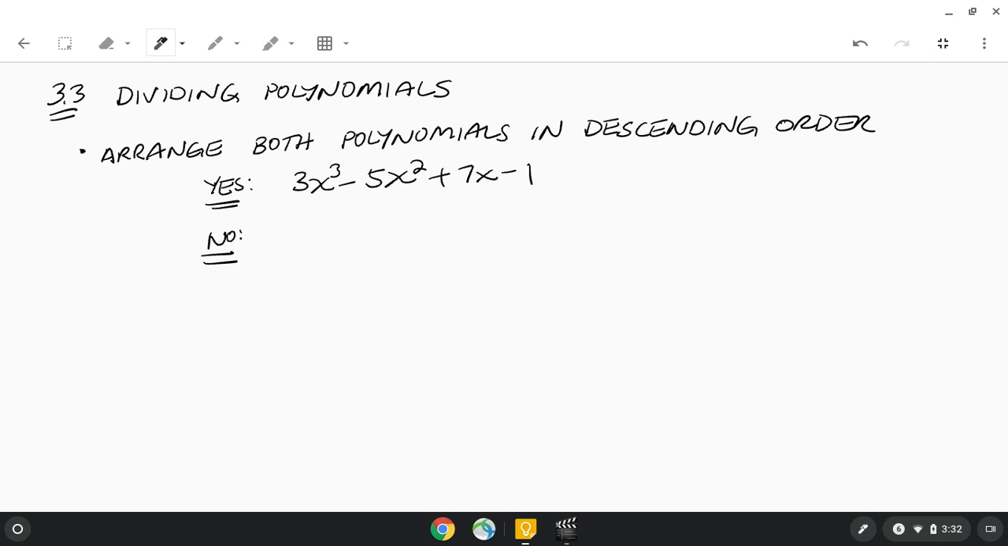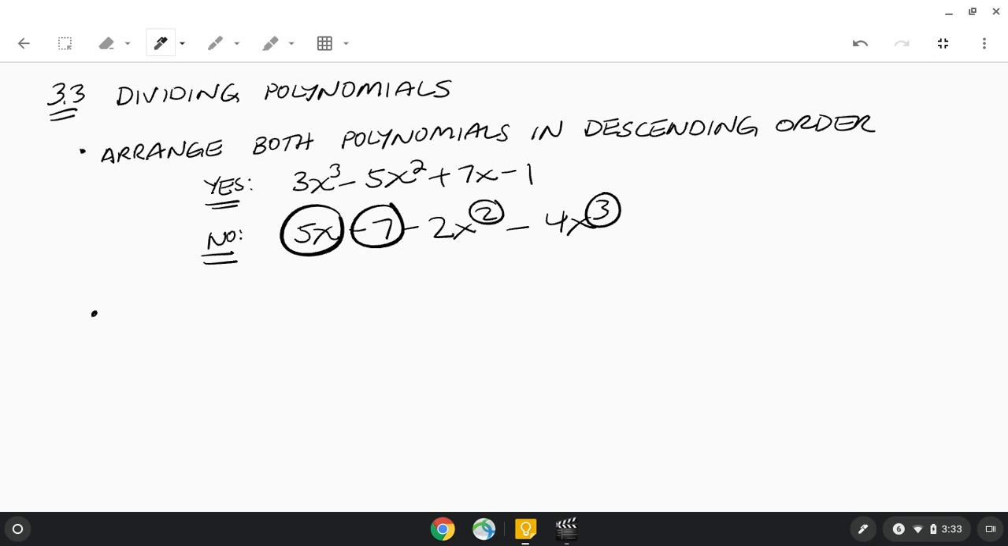So maybe you have 5x plus 7 minus 2x squared minus 4x cubed. Here this is not in descending order. So if we want to put this in descending order, we start with the largest exponent, which is 3, and then we would go to 2, and then this term here, and then the constant. So it would be negative 4x cubed minus 2x squared plus 5x minus 7.